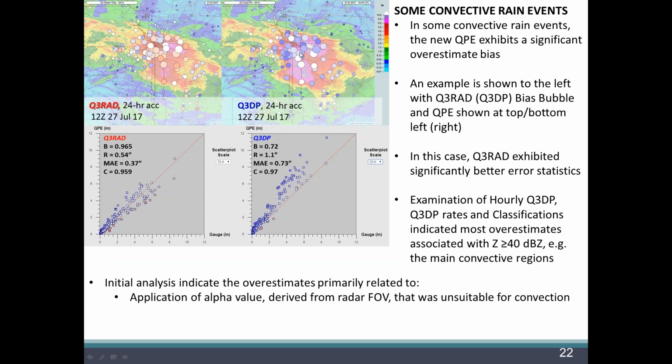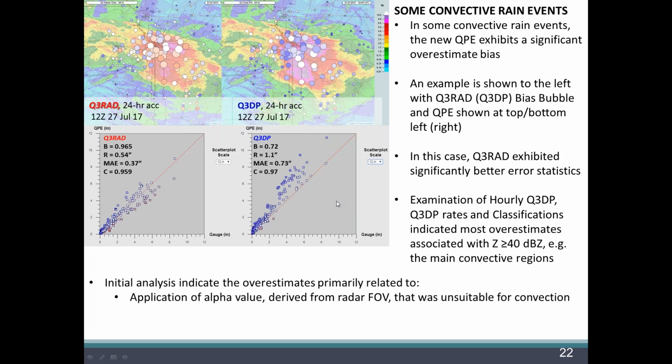Here's one of our challenges that we've been working with recently. In some of our convective rain events, the new QPE does exhibit a significant overestimate bias. So this happened to be the flash flood event that occurred out in Kansas City back in the last week of July. You can see the Q3 radar only product performed quite well during that event, and you can see the Q3 dual pole data had a significant overestimate bias.